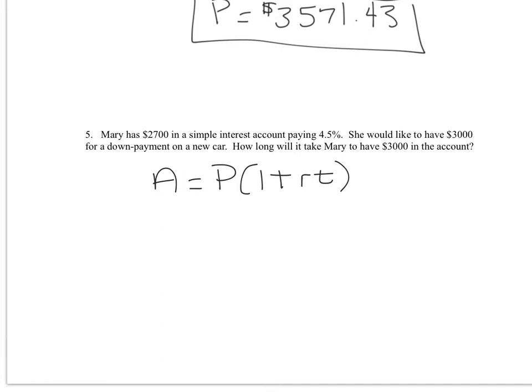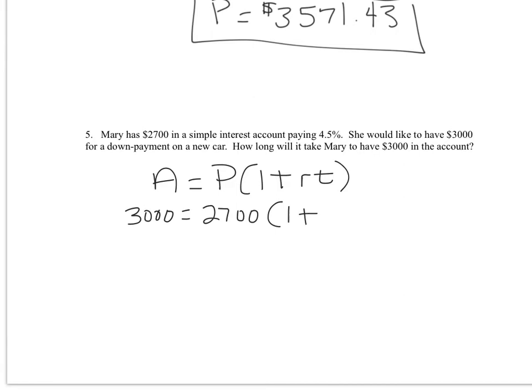Now, on this problem, do we know the A? Yes, we do. She wants to have $3,000. Do we know the P? Yes, we do. She already has $2,700.